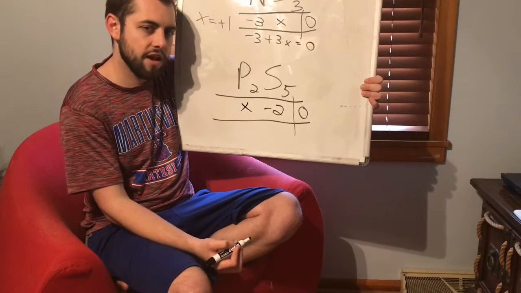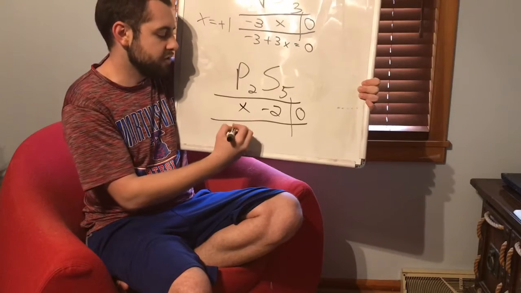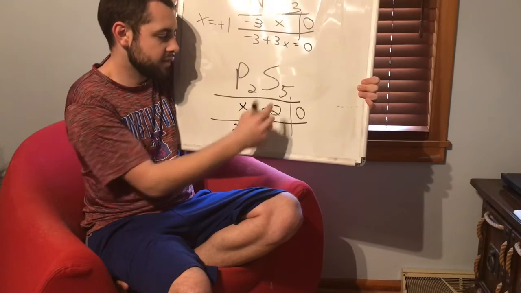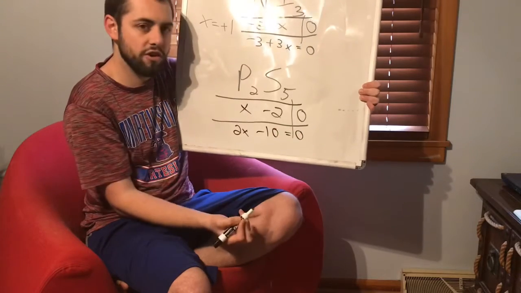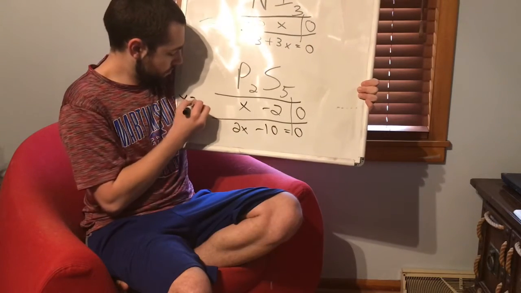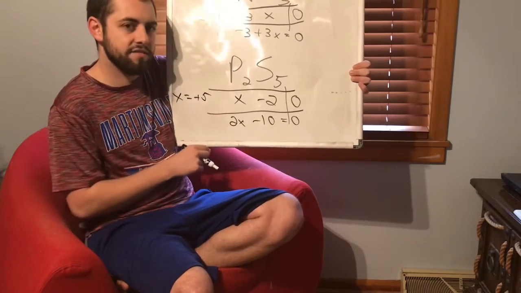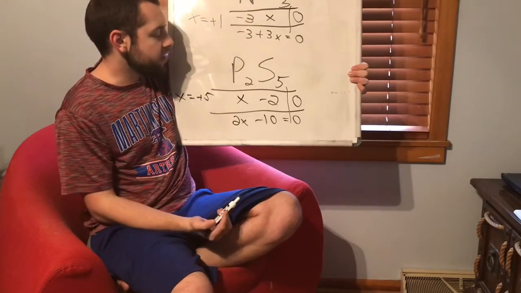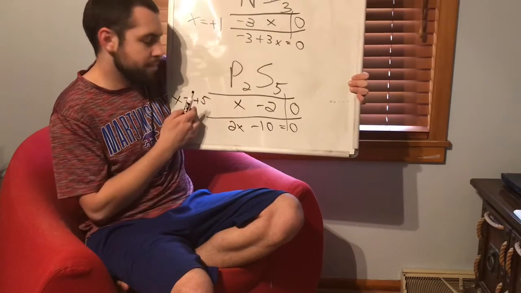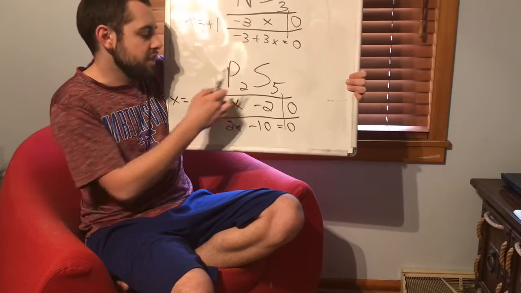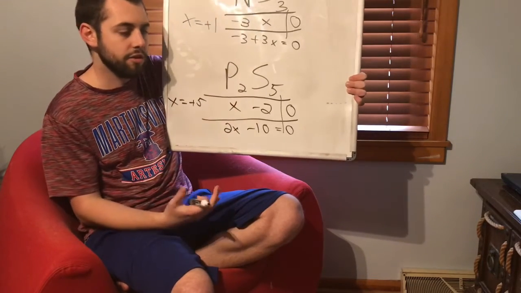Phosphorus is my variable. I'll multiply by the subscripts. 2x minus 10 equals 0. I'm going to get that x is equal to positive 5. So this time, the phosphorus is going to give up 5 electrons. Each phosphorus atom is going to give up 5 electrons, 10 total.